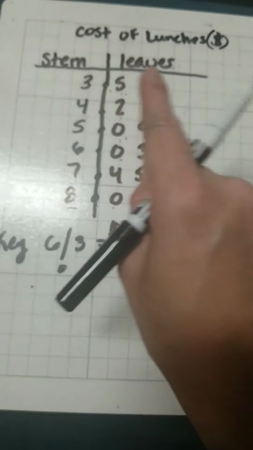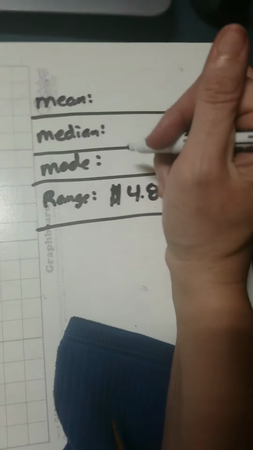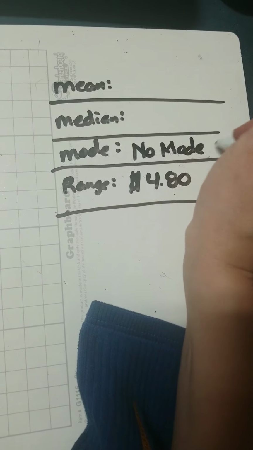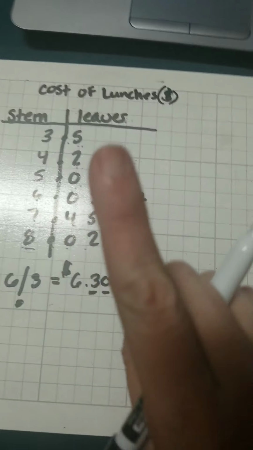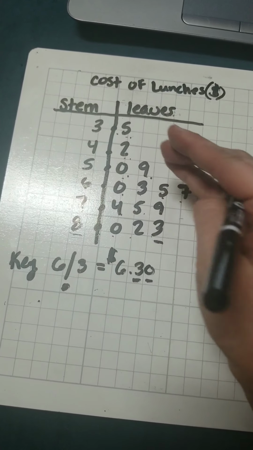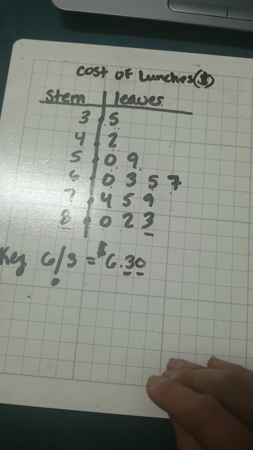So because every piece of data is represented the exact same amount of times, that means that there is no mode in this data set. So we're going to write no mode. Remember, the mode is the one that can actually have no answer. It can have one answer, or it can have more than one answer, just depending on how many times the numbers are repeated within a set of data.